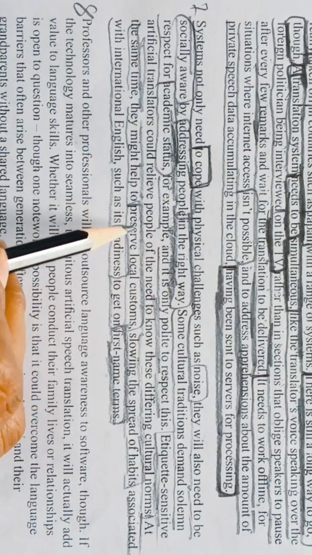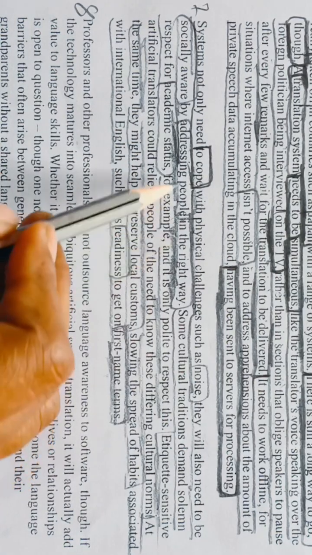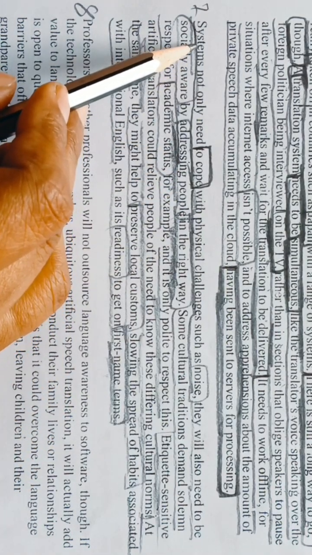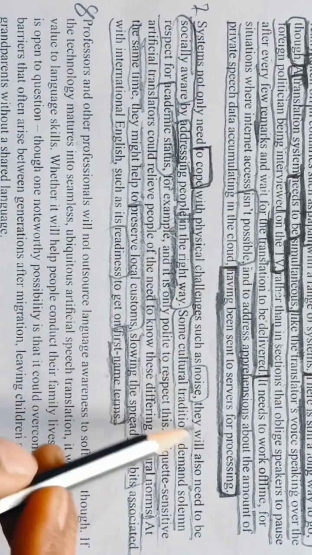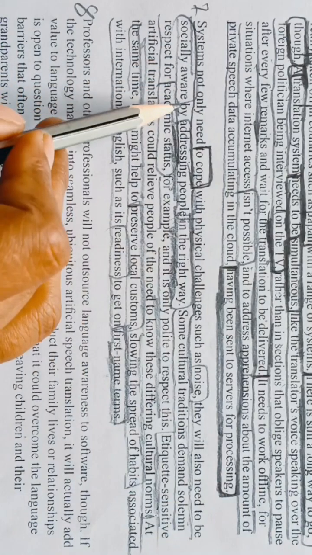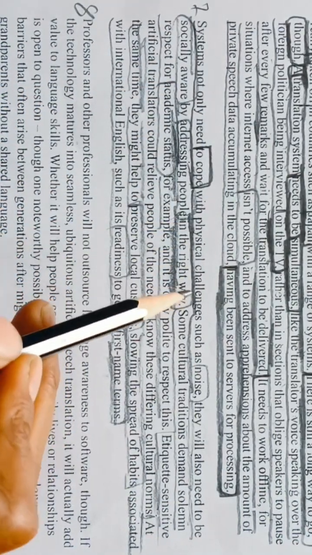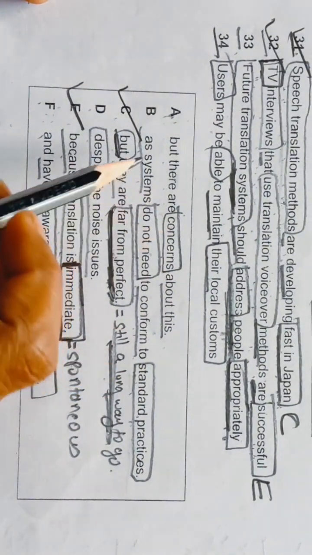So let's read it again from here. Systems not only need to cope with the physical challenges such as noise, they will also need to be socially aware by addressing people in a right way. In a right way means in a good way. Let's see whether we are getting our answer or not.